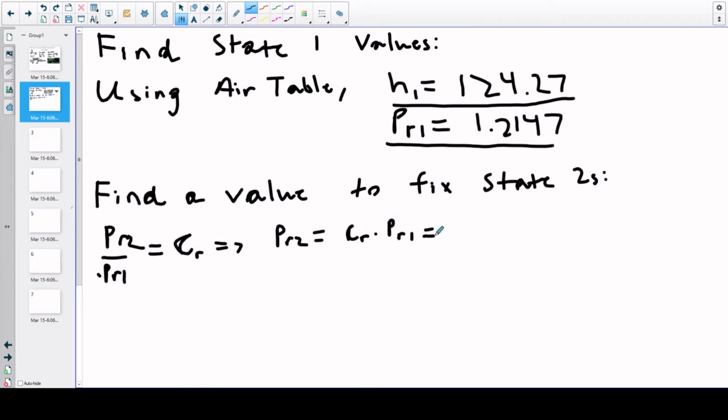And so we have PR2 is equal to CR times PR1, which is, let's see what we get here. I can't remember, I think it's like 9 or something. Oh, 17. Yeah, 17. So our PR2 is 17.0058.